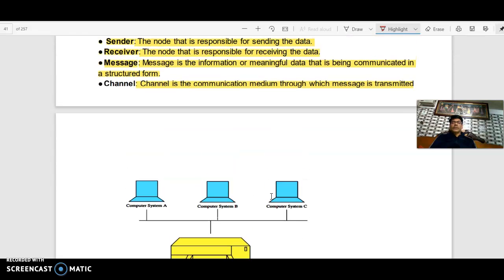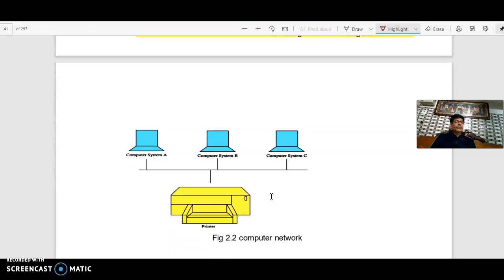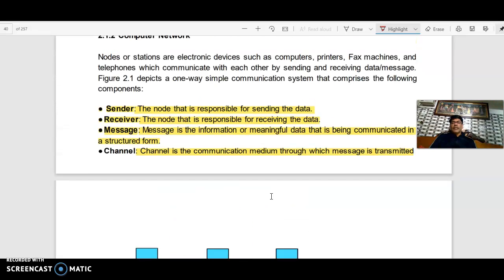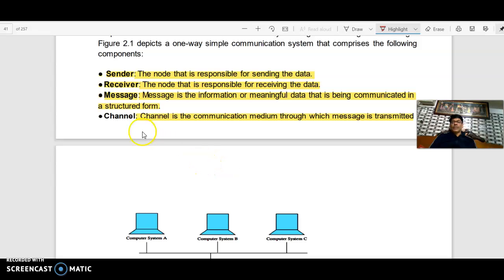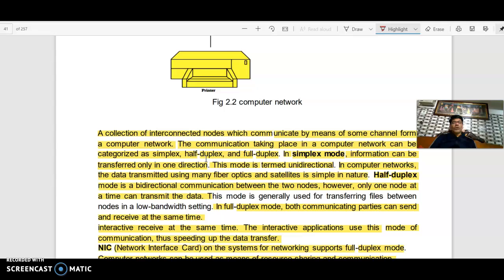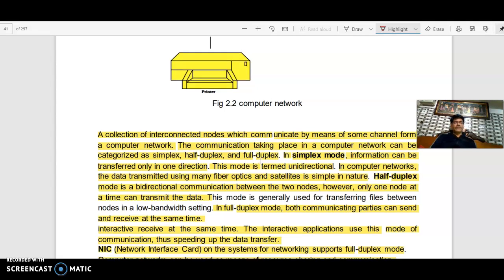Today it is the second class for unit 2, that is networking of IT subject. In my last video I discussed the sender, receiver, message and channel. Today we will be discussing the communication taking place in a computer network that can be categorized as simplex, half duplex and full duplex. The direction of communicating the data between the sender and receiver.